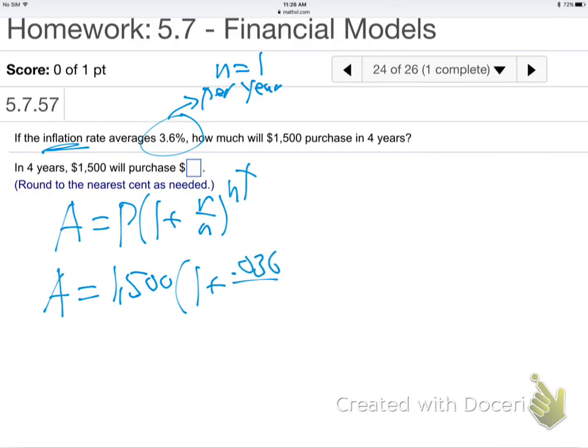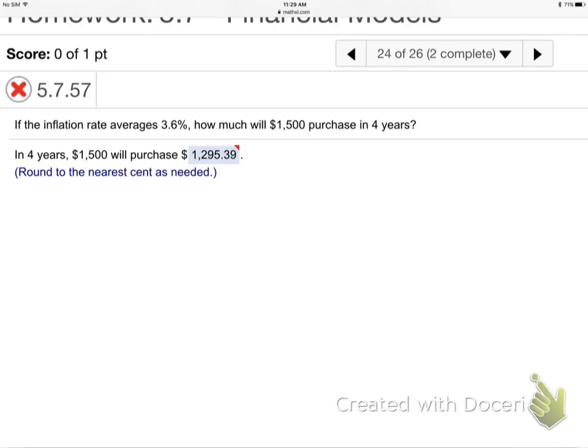So 0.036 is the rate, n is 1, to the 1 times 4. I want to make sure we get this one right because these sometimes fool me. I don't want to mislead you. 1.036 to the 4th. I'm getting 1727.95. Yeah, that looks reasonable. It's not this one they messed up, it was a different one. They're just saying this one poorly.